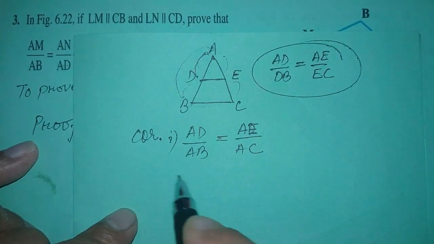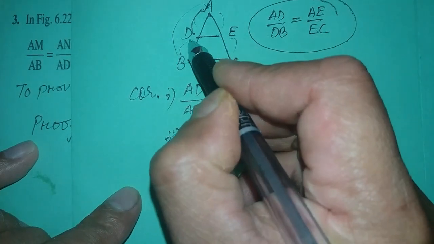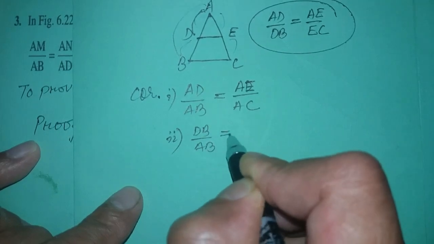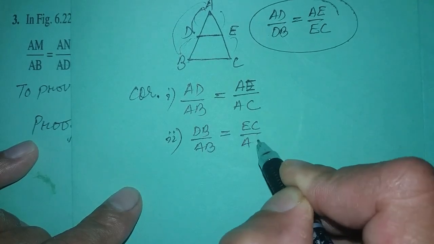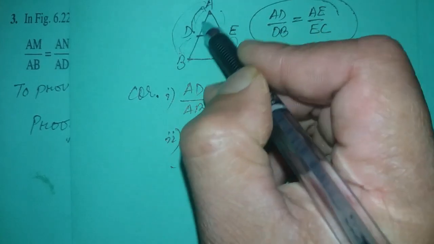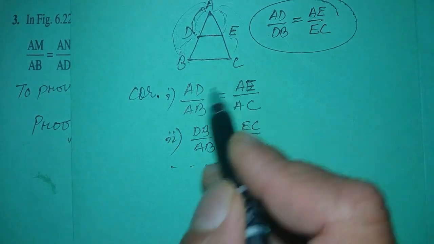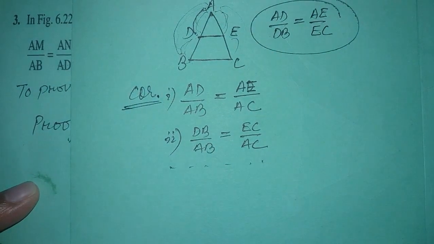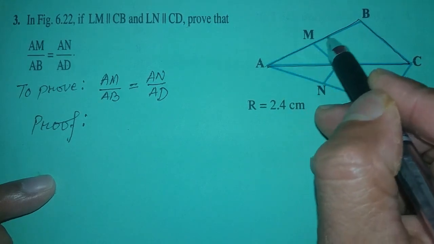So this is 1. Or we can also take DB by AB equal to EC by AC. So in whatever manner we take the ratio on one of the sides, if we take it in that same manner on the other side, the ratio will still be same. So that is the corollary of basic proportionality theorem.